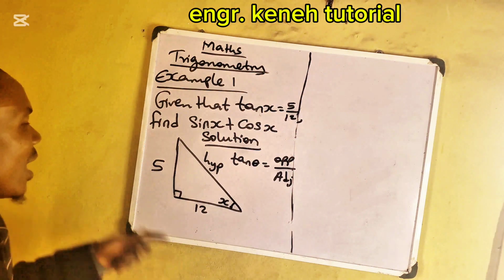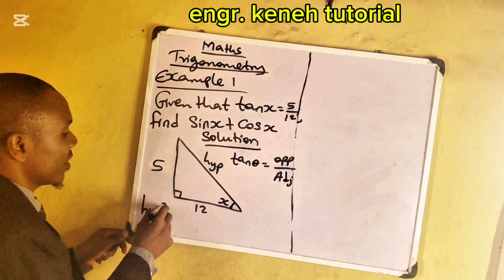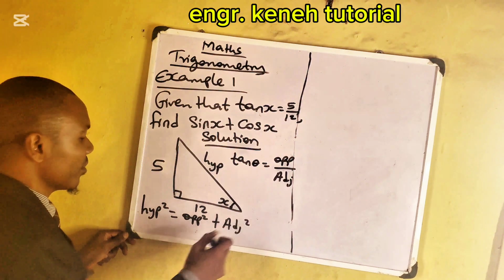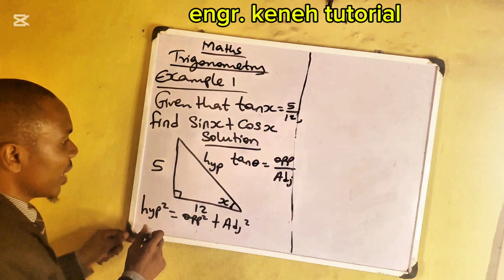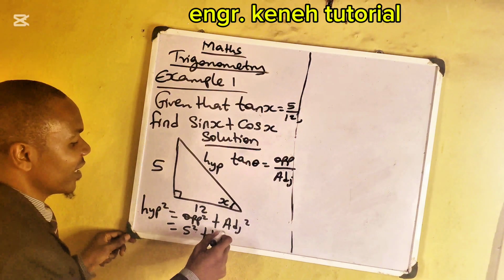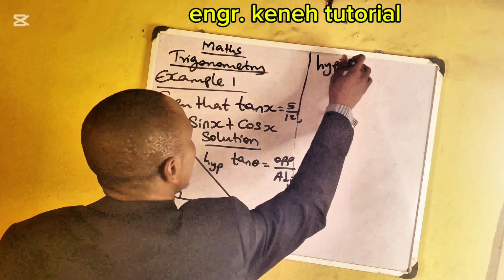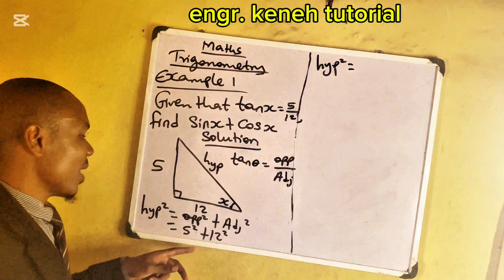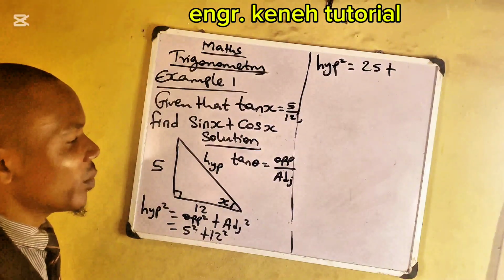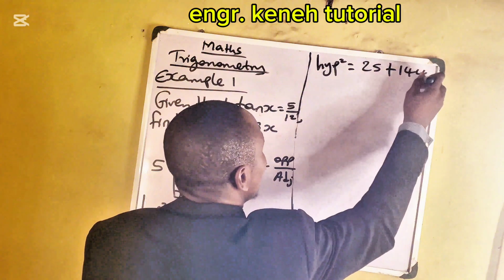That is it. So having this, I told you, according to Pythagoras theorem, that hypotenuse squared is equal to opposite squared plus adjacent squared. Can you see that? So hypotenuse squared is equal to opposite, we have 5 squared plus 12 squared, like this. So we have that hypotenuse squared is equal to 5 squared, which simply means 5 times 5, which is 25, plus 12 squared, which simply means 12 times 12, which is 144.